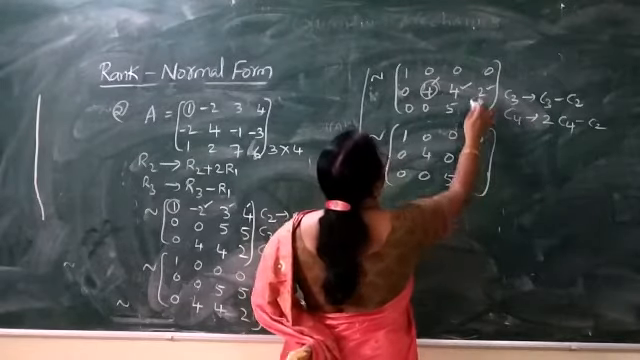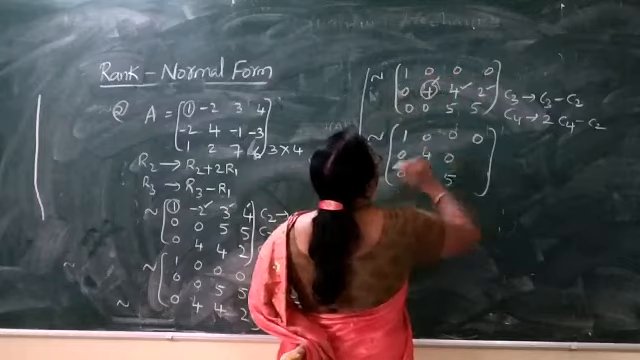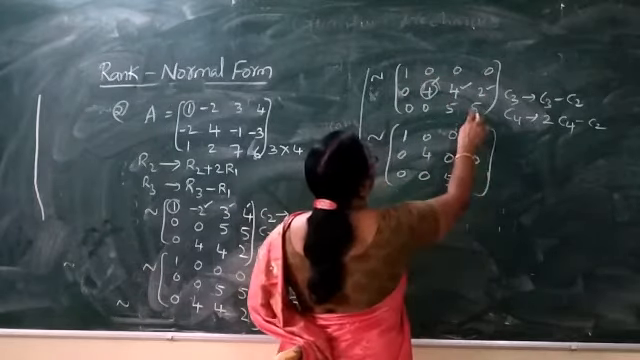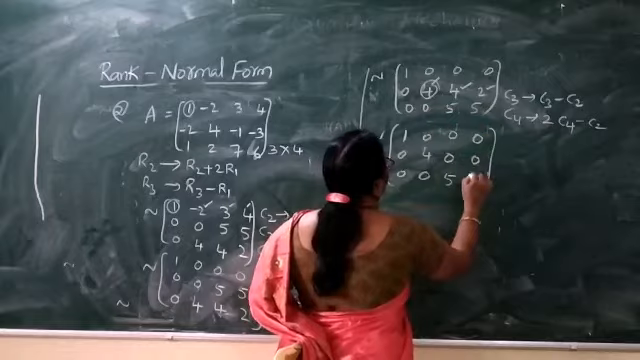So it is 0, both are zeros we have. It is again 2 into 2 minus 4, it is 0. It is 2 into 5 minus 0, we have 10 here.